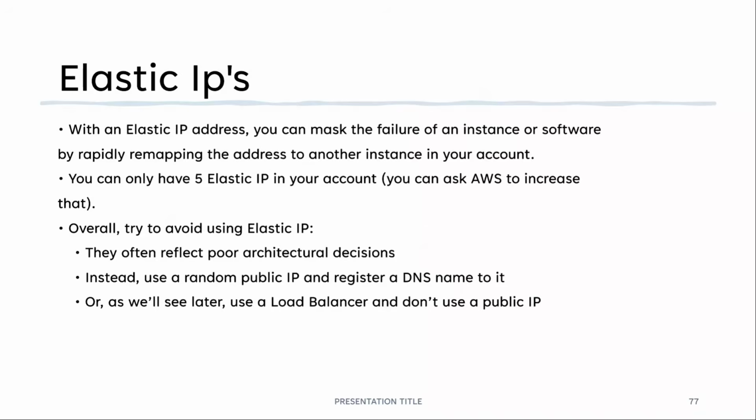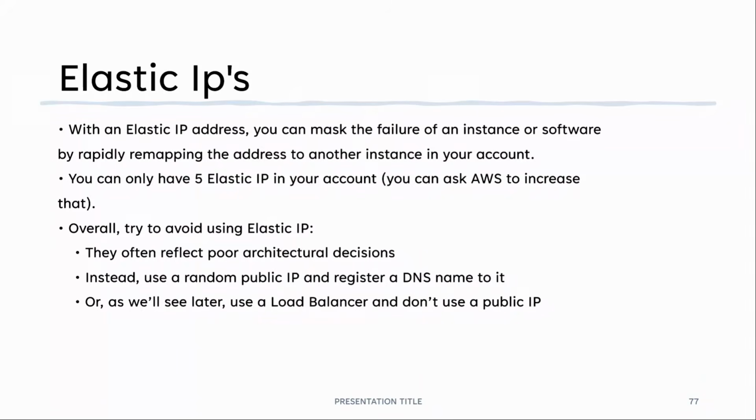Okay, with an Elastic IP you can mask the failure of an instance or a software. You can only have 5 Elastic IPs in your account overall. But the thing is, try to avoid Elastic IPs, even though they are a solution, because they reflect poor architectural decisions. Instead, use a random public IP and register a DNS name to it. It is much better. Now you already have a fixed DNS name. The IP may change, but that DNS name will automatically point to your IP.